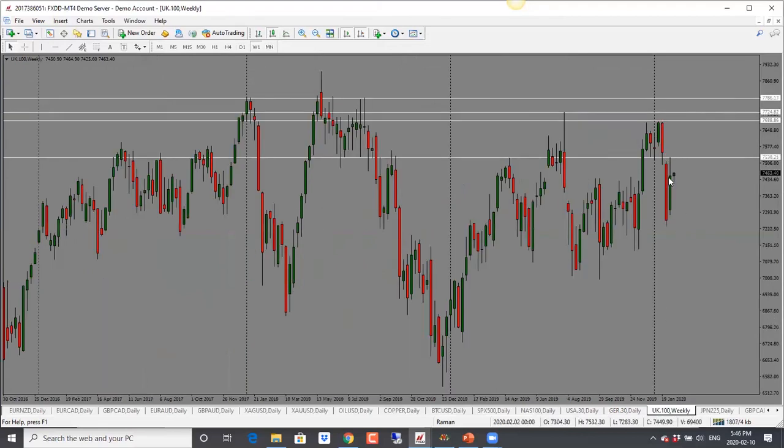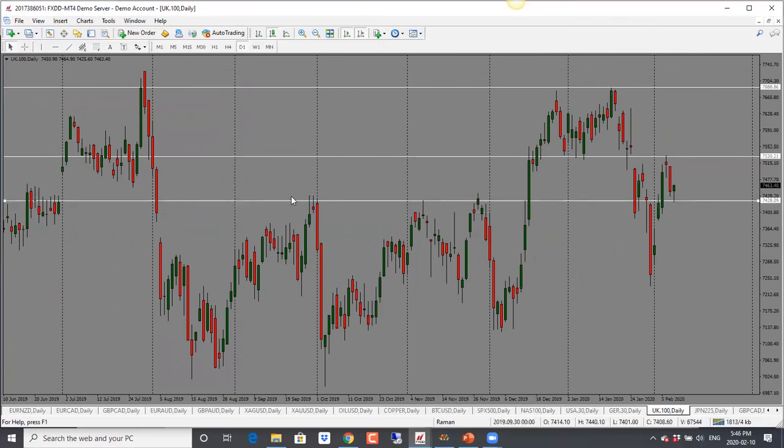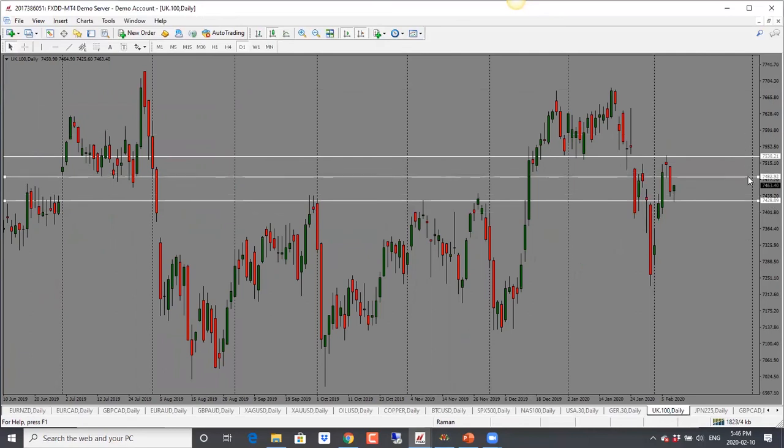And then Footsie here, we did have a bullish candle close. Let me take a look here. Yeah, it was a bullish candle close. And as we can see, it's holding above this previous support resistance level, which is an important level here. So this one looks bullish. Next target here is 7480 and then 7530. So Footsie looking bullish as well.